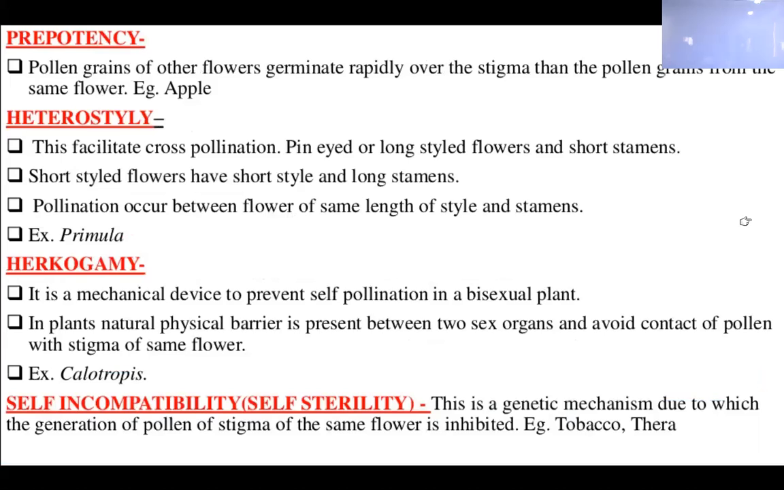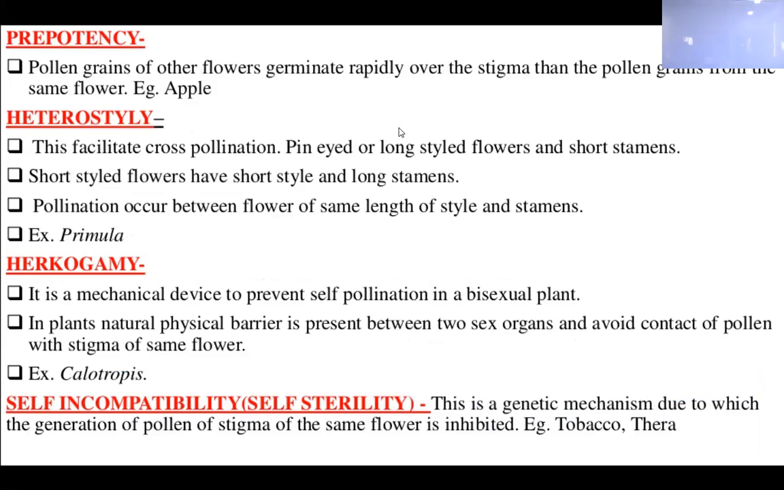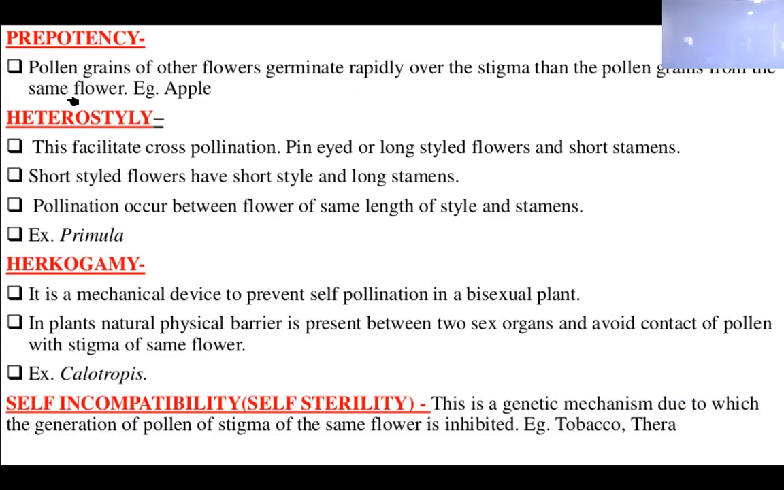Then the second device, third one is prepotency. Prepotency, pre again, means before. Pollen grains of other plants germinate rapidly over the stigma than the pollen grains from the same flower. For example, apple. Very simple, no need to explain also. Pollen grains of other flowers germinate rapidly over the stigma than the pollen grains from the same flower. Because what we are doing, we have to avoid self-pollination. So we have to ignore the same flower, and we have to concentrate on other flowers to encourage cross-pollination.